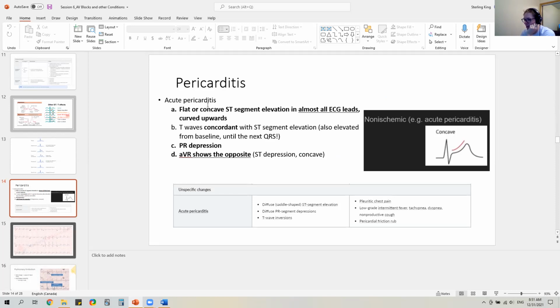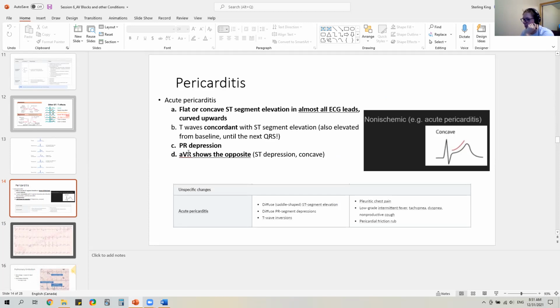Pericarditis is actually probably one of the more important ones that we're talking about in this session. So if you're seeing this concave smile or hockey stick, you need to be considering pericarditis if it's in a lot of leads. It's almost every single one of them. It's going to be in the same direction as the QRS complex. So if it's mostly an R wave, it's going to be mostly going up.